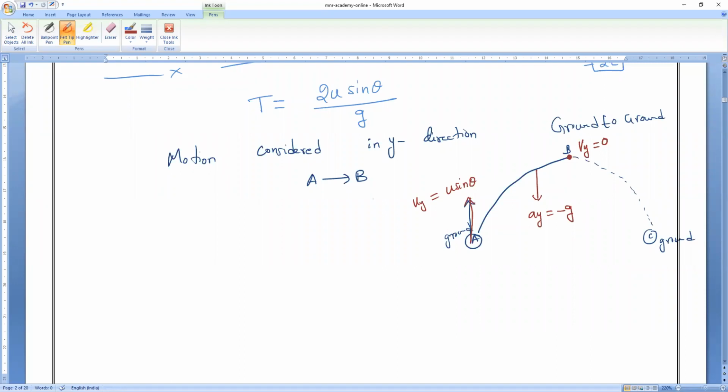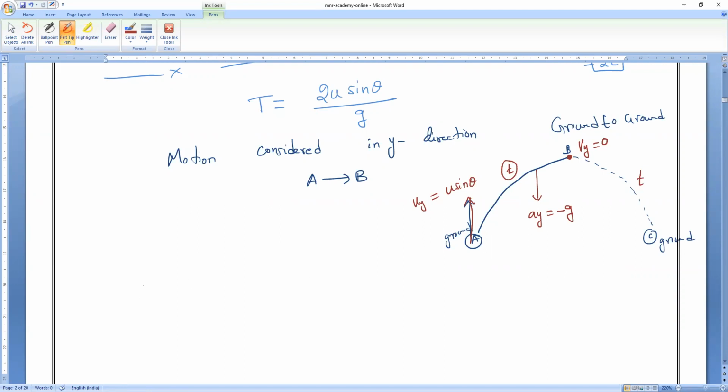So now let us find the time. What is the time taken from A to B? I want the time, so calculate it fast. I take capital T as small t for A to B. Then B to C is also small t.